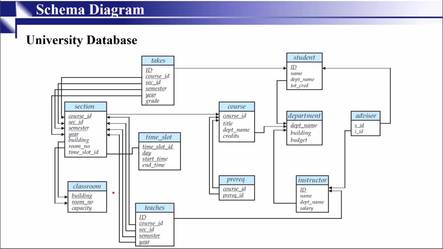And this is our schema diagram for a university database, and all the examples will be based on this database. So we have a student table with these attributes, advisor with these attributes, department with these attributes, and this underscore means primary key. So we have the instructor table with ID, name, department name, and salary. Then we have the course table, prerequisite table, takes, time slot, teaches, classroom, and section tables.